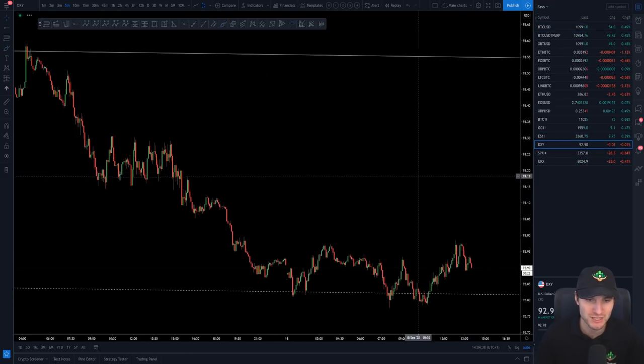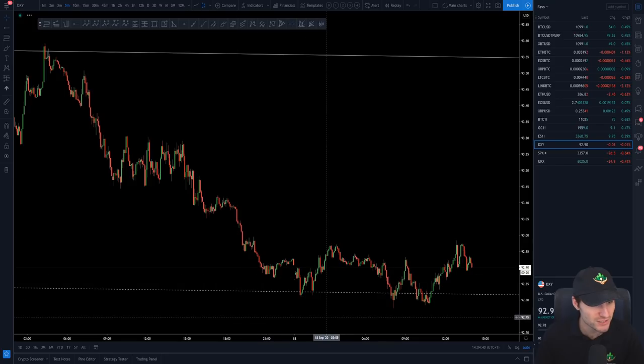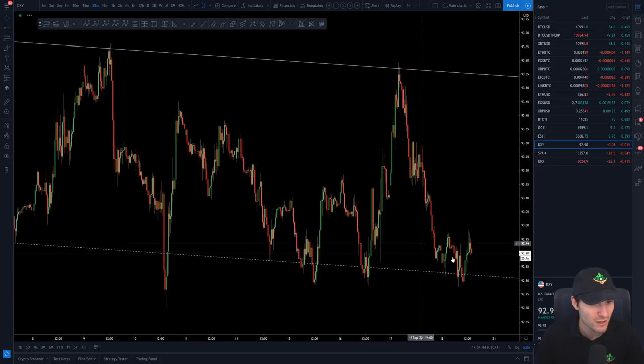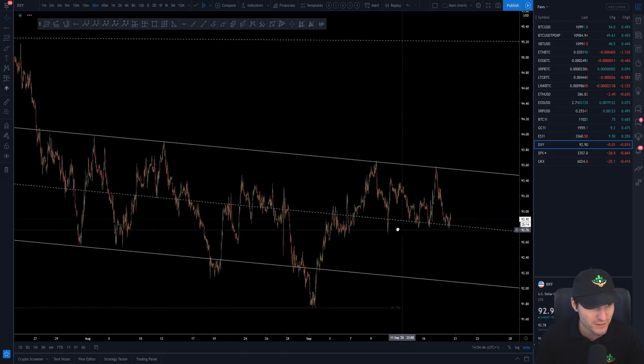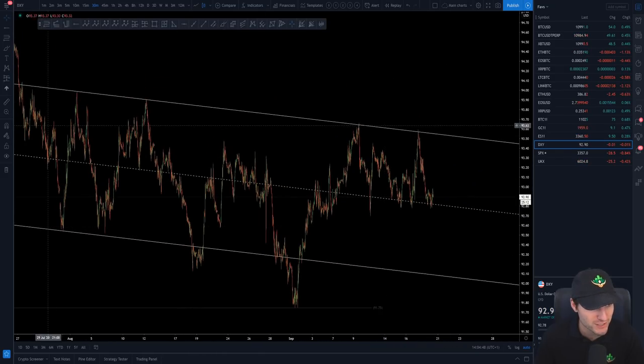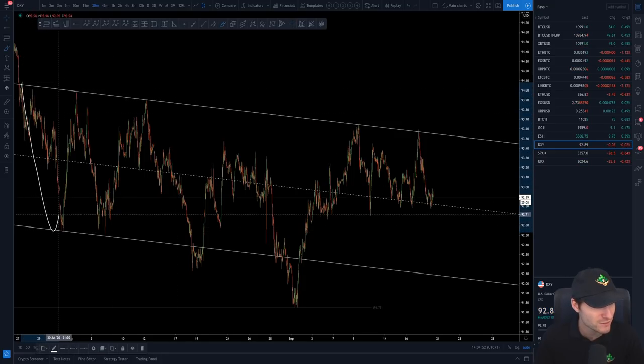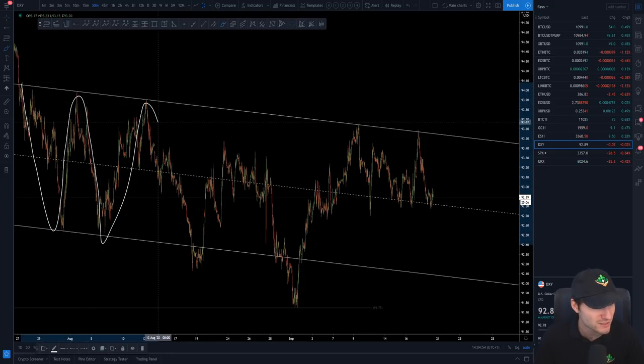DXY also remains just absolutely sideways. See, this is still holding the middle of that channel. This channel I gave you a week or two ago? This channel has just been so perfect indeed, and it's still in play. So well respected. It's absolutely unbelievable. Middle of the channel, back down.